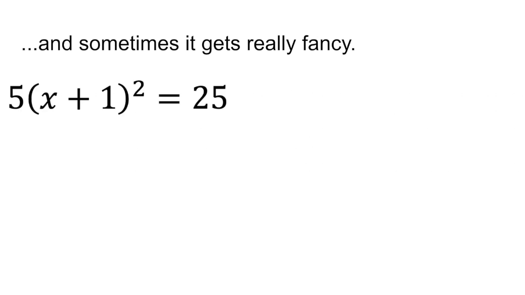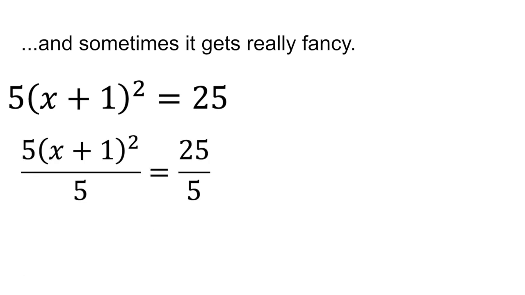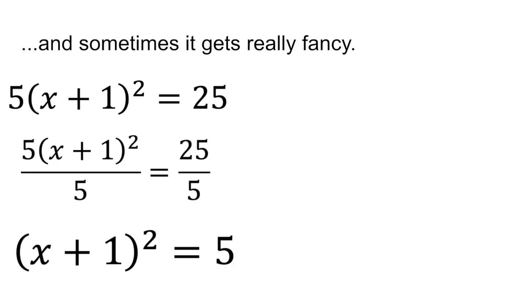Check this out. So let's use inverse operations, divide both sides by 5. Now we're left with x plus 1 quantity squared equals 5. Still seems kind of easy until you realize that when you take the square root of both sides, you're going to get the square root of 5 on the right. Don't believe me? Try plugging in numbers for x to see if you can get x plus 1 squared equal to 5. Not as easy as you thought, huh? Me neither. So what do?